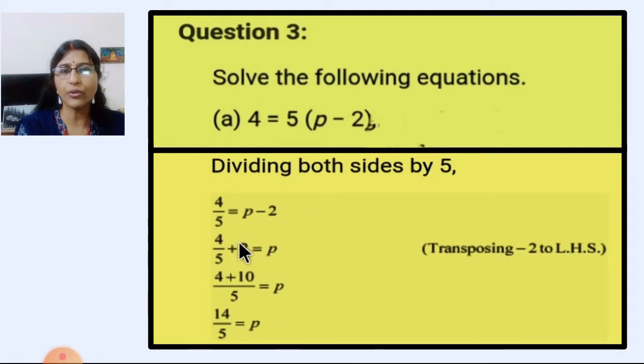Now we know how to add the fraction with the whole number. Here there is no denominator, you can write 1 here. Now the LCM of 5 and 1 is 5 only. So 5 is written. So here what will we write? 4, because 5 ones are 5, 4 will be there. And here 1 5s are 5, and then 5 2s are 10. You know how to add them. So you will get 4 plus 10, that is 14 upon 5, which is equal to p. So we got the value of p as 14 upon 5.